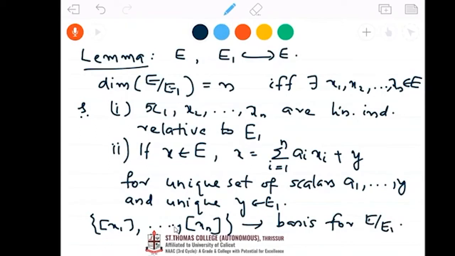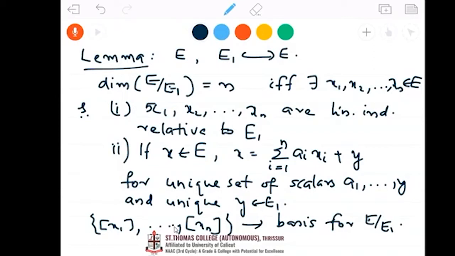So if we prove that class x1, class x2, etc., class xn form a basis for E over E1, then that means the dimension of E over E1 is equal to n. Or if we take the dimension of E over E1 to be n, then that means the quotient space E over E1 has bases with exactly n elements.